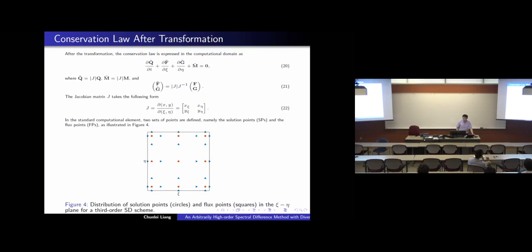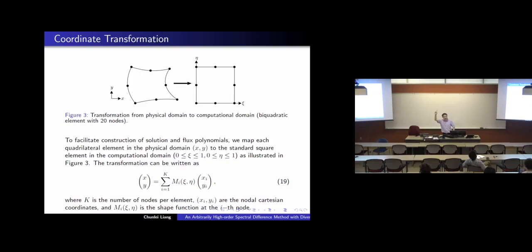So suppose you have a physical flux, and in 2D you have two components, which we call F and G. Now I'm going to use that mapping matrix, which I call the Jacobian, J. If you look at equation 21, I have the determinant of J, I have the inverse of J, and the physical flux, F and G. I transform them to the computational space. So I have F tilde and G tilde. F tilde is along the xi direction, and G tilde is along the eta direction.